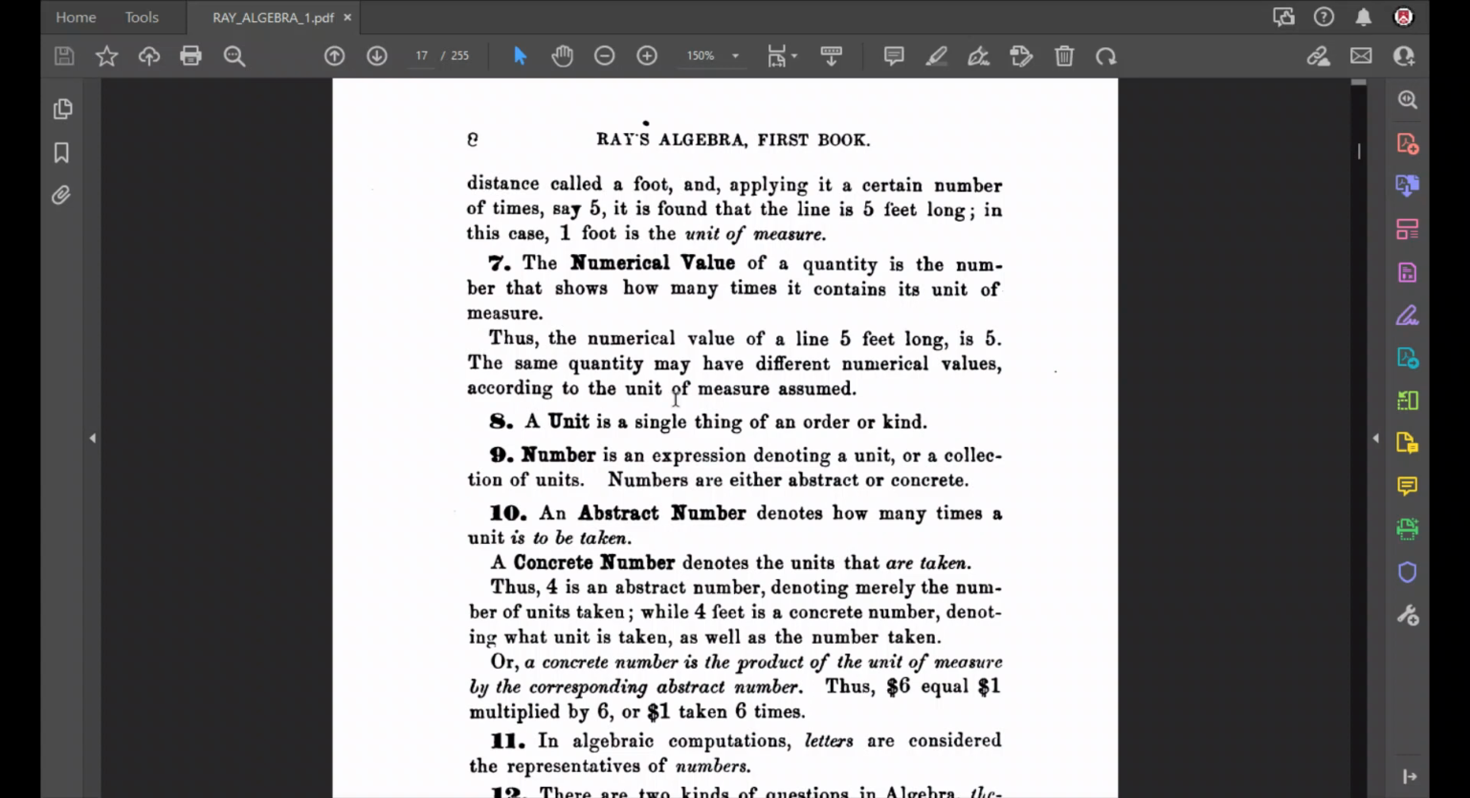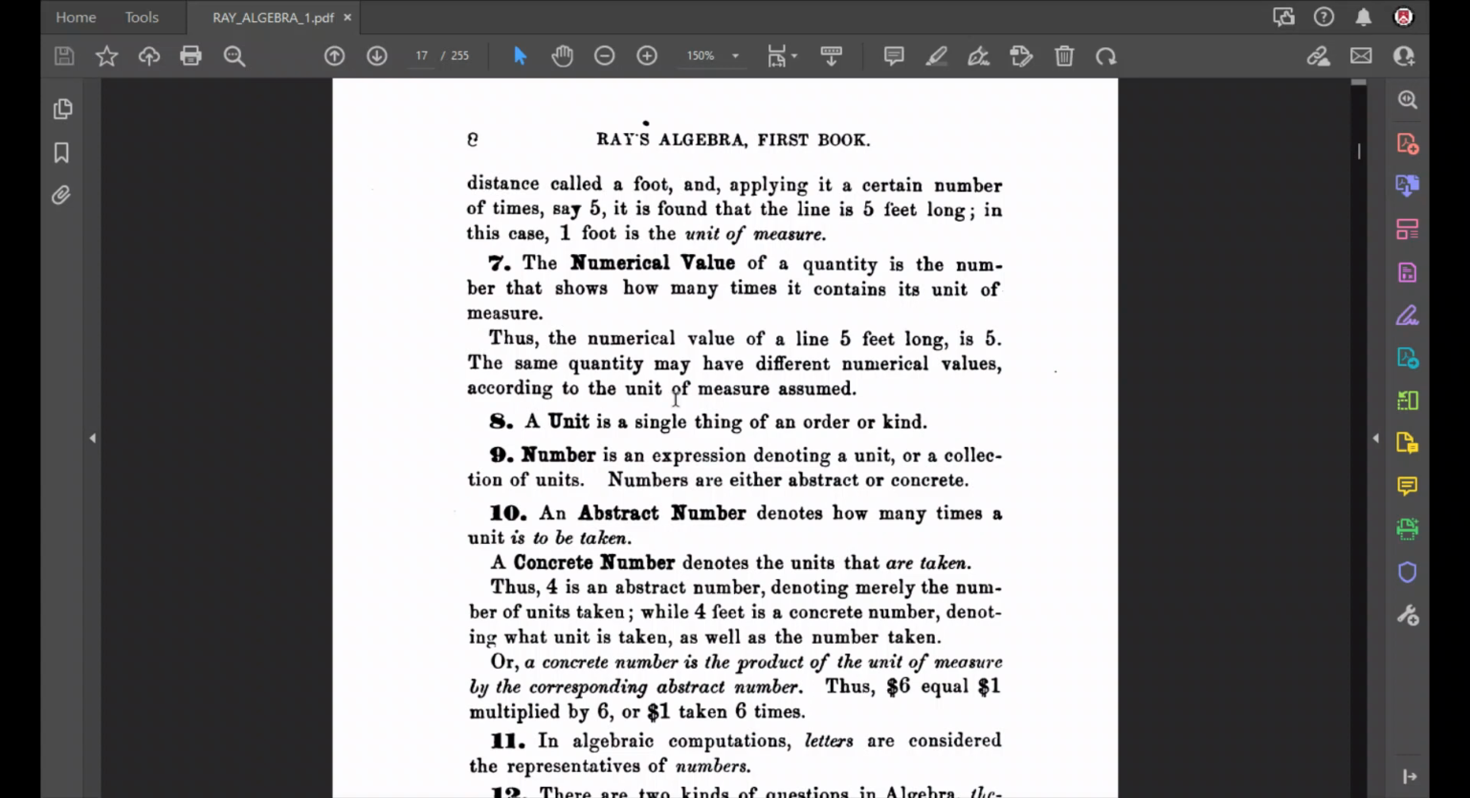So if I have the number 26, is the number 26 an abstract number or a concrete number? Is the number 26 abstract? It's abstract because there's no unit. This is very simple. Abstract has no unit.